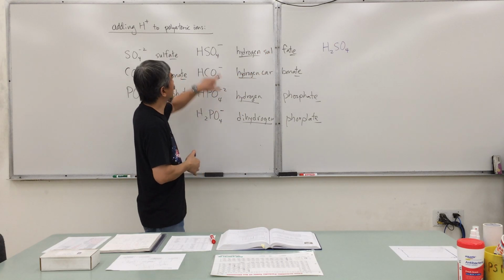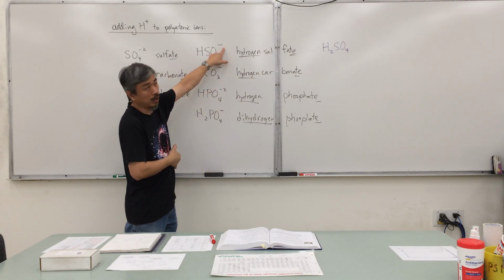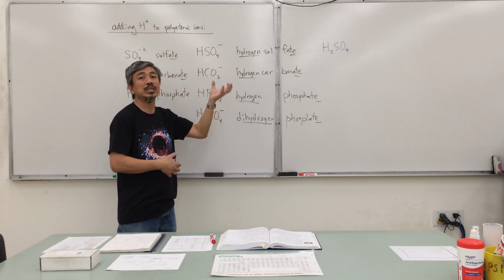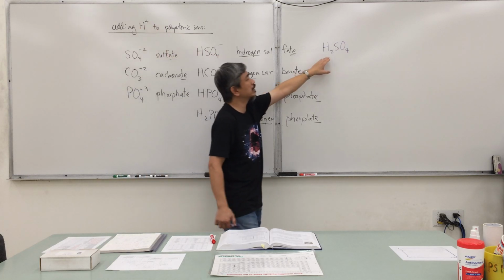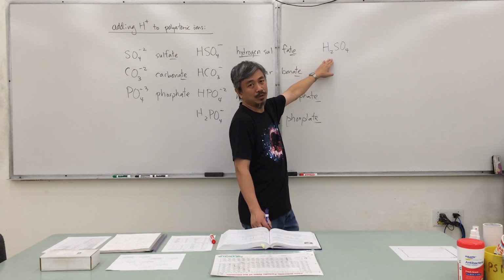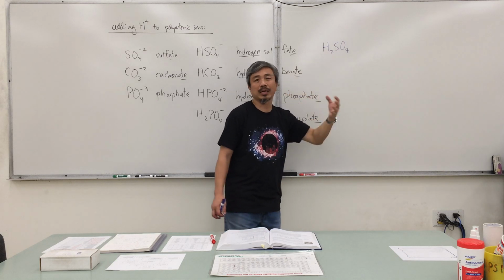Well, if you look, this has a -1 charge. If I bring another hydrogen that has a +1 charge, the +1 and -1 cancel each other out. So the net charge on this is 0. This is no longer an ion, so we do not need to name this as a polyatomic ion.